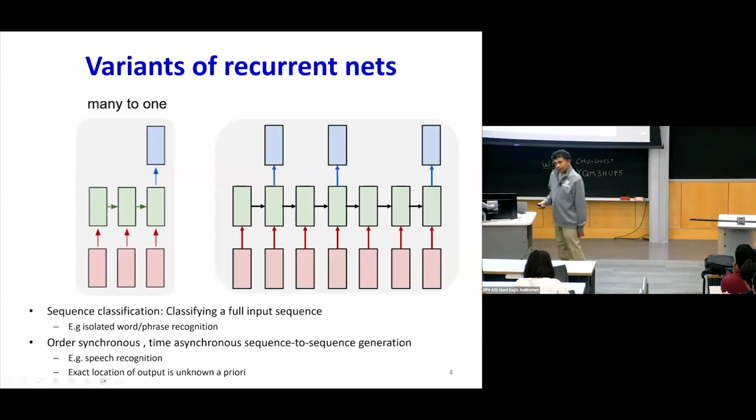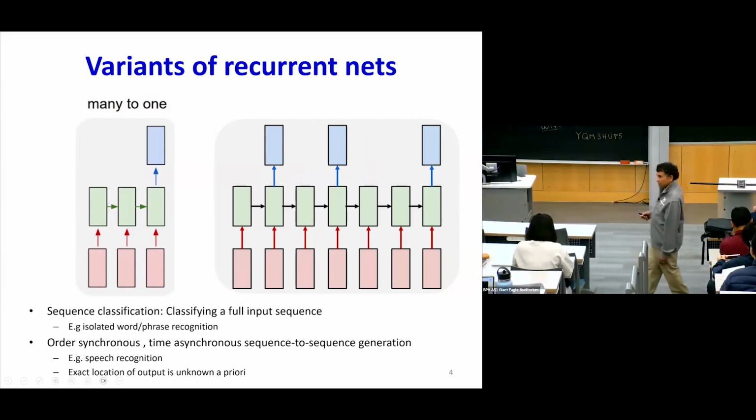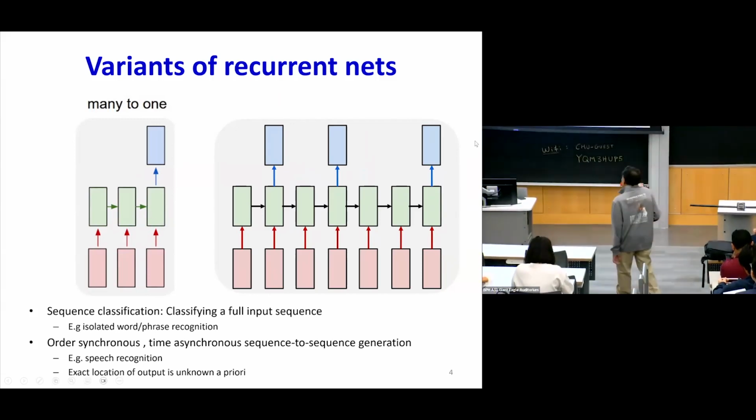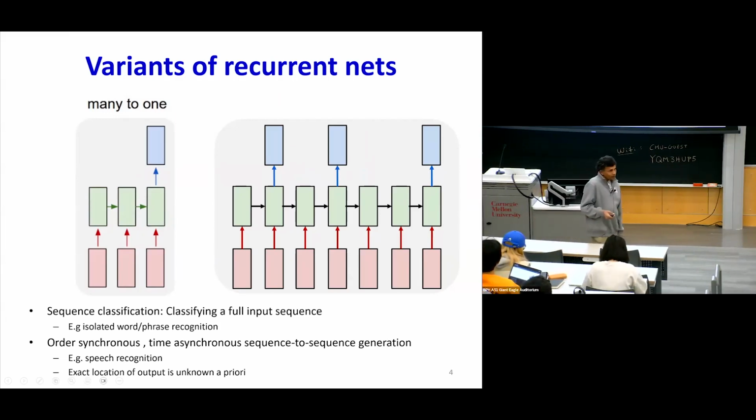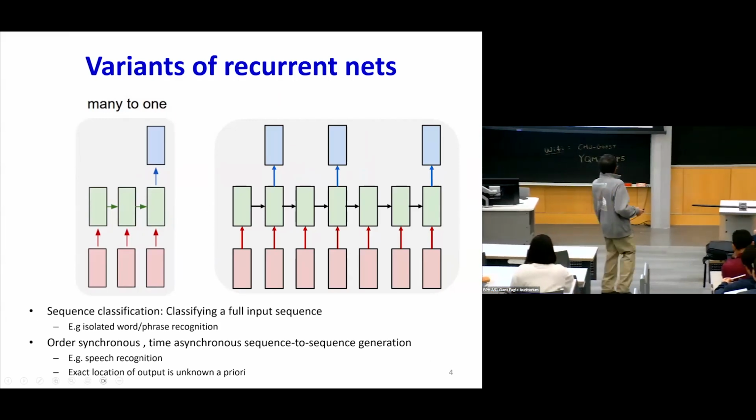Now, the one to the left on this slide is the kind of network you would use if you had to analyze an entire sequence of inputs and then make a prediction at the end of it. For example, if you're doing sentiment analysis, you'd have to look at the entire sentence all the way from the beginning to the end to make sense of whether it was saying something happy or something sad.